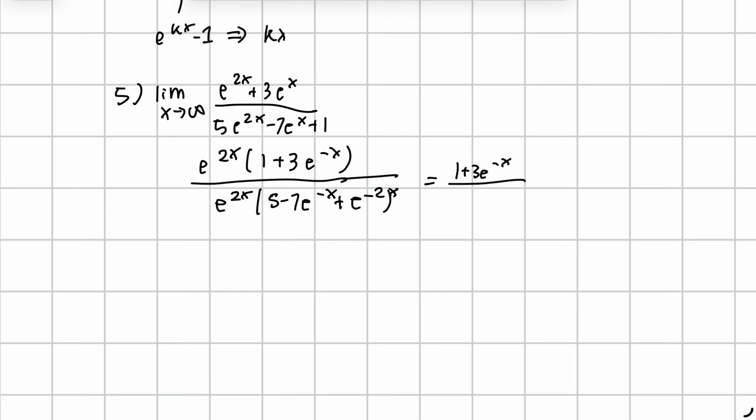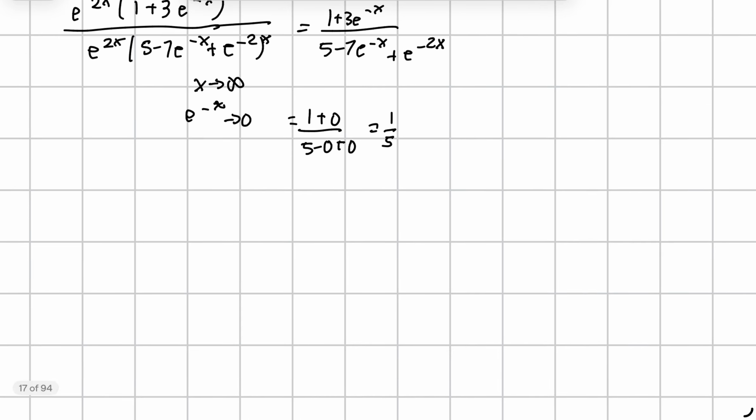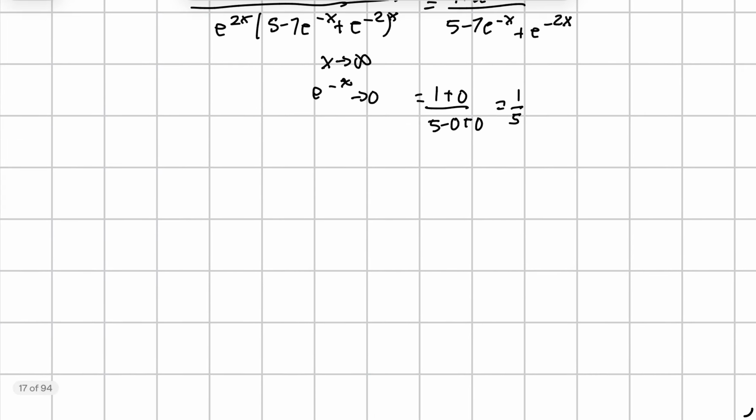And down here, we just have 5 minus 7e^(-x) plus e^(-2x). So we can see that as x approaches positive infinity, we have e^(-x) approaching 0, and we get (1 plus 0) over (5 minus 0 plus 0), which is equal to 1/5. So e^(2x) is going to dominate, and e^x, and also its constants in this problem.